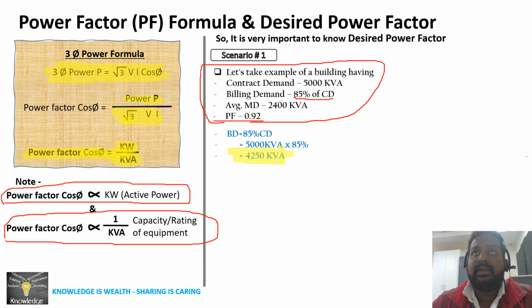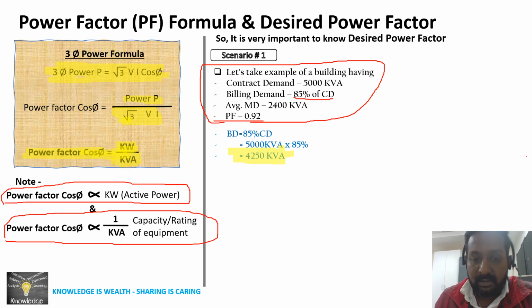So this is a billing demand which we need to pay as a fixed demand charge. Say our tariff is HT2A or HT2B. There is a per kVA demand charge, like 250 rupees, 270 rupees. So this 4250 into 250 or 270 rupees per kVA is what we need to pay along with the bill. That is a fixed charge whether you consume active power kilowatt or not. This is a minimum charge which we need to pay to EB authorities on a monthly basis.